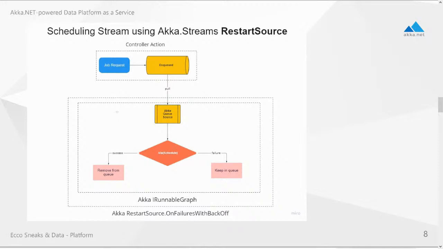And that simple idea boils down to this very simple diagram. So how do we process this stream? We receive a job request, our controller, for example, /job/submit, receives a request to compute something. We put it into a queue, and it can be whatever. It can be SQS, it can be Azure queue. It doesn't really matter for us. Then we put an Akka queue source on top of it.